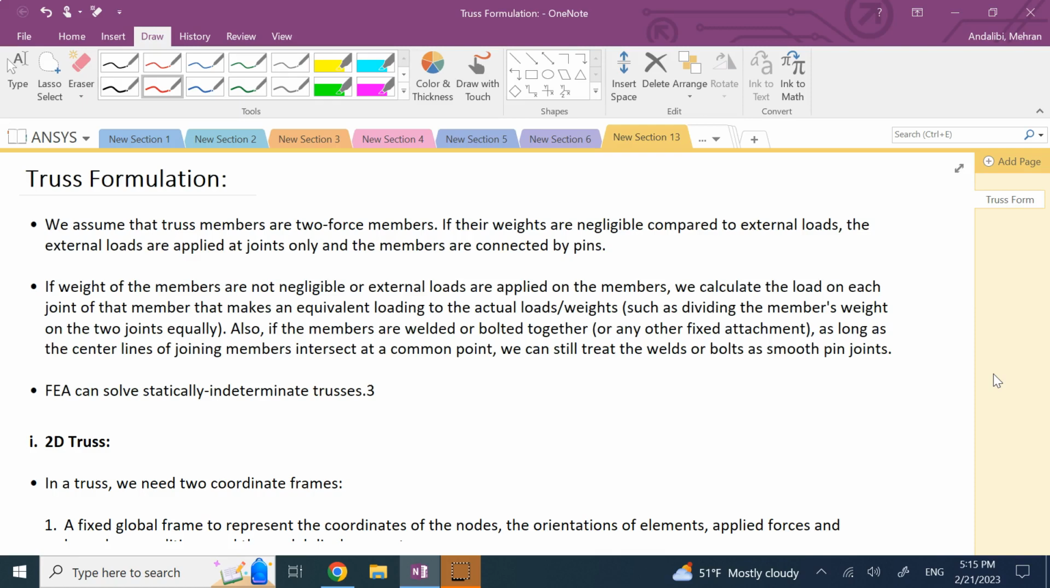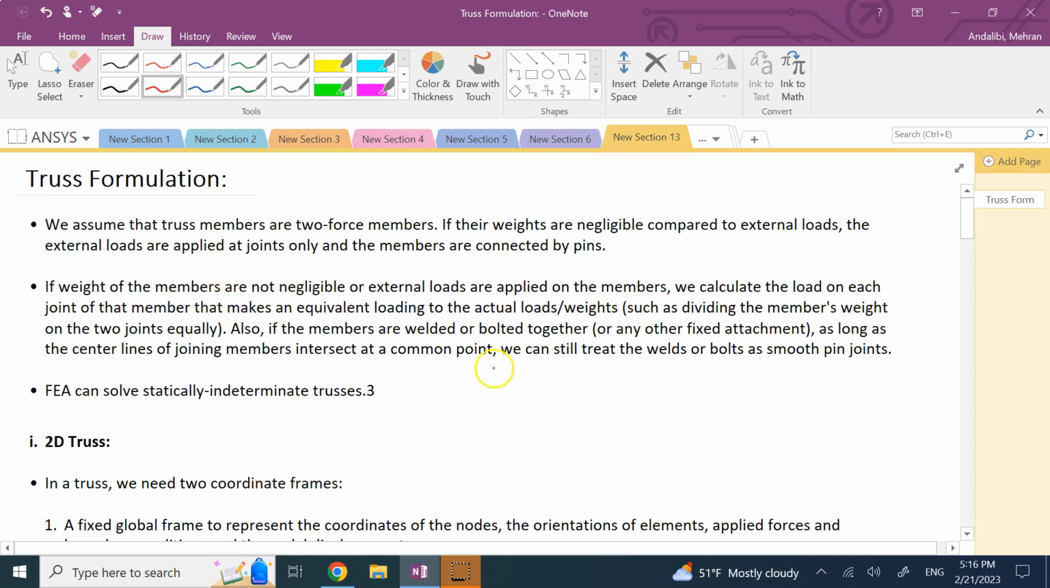The external loads are only applied at the joints, and we assume that the joints are only pins, simple pivots, simple rotary joints. Now, if some of these assumptions are invalid, can we still assume the two-force member? Well, if the weights of the members are not negligible, we can go ahead and break the weight into two equal parts and give each one of those halves to one of the joints of that member. That's how you can get rid of the weight.